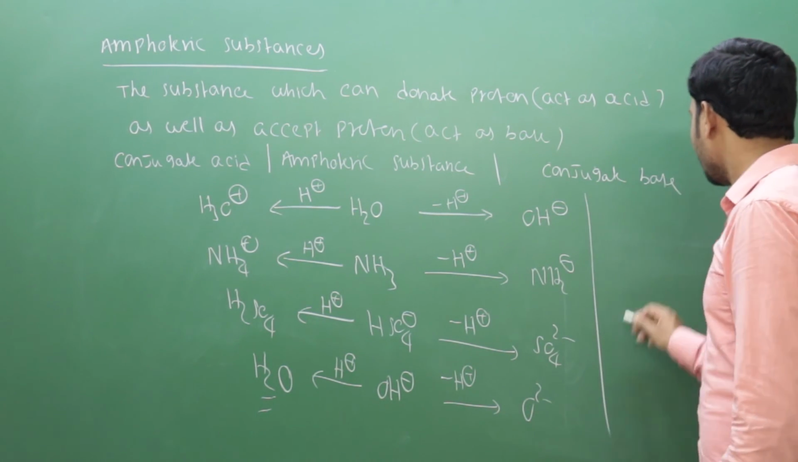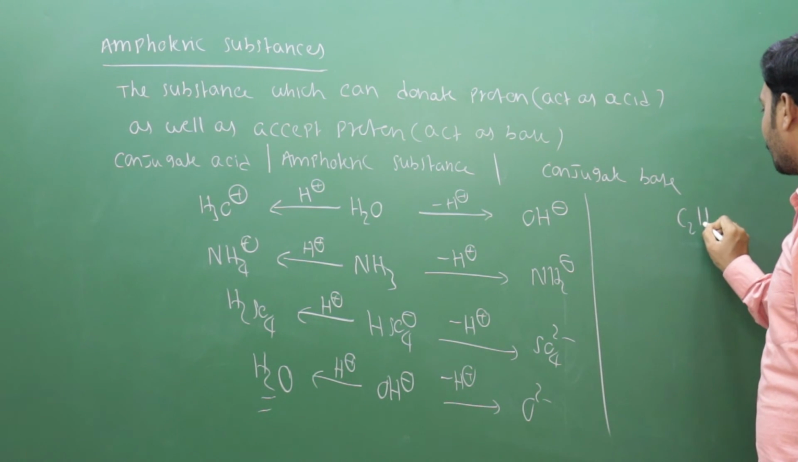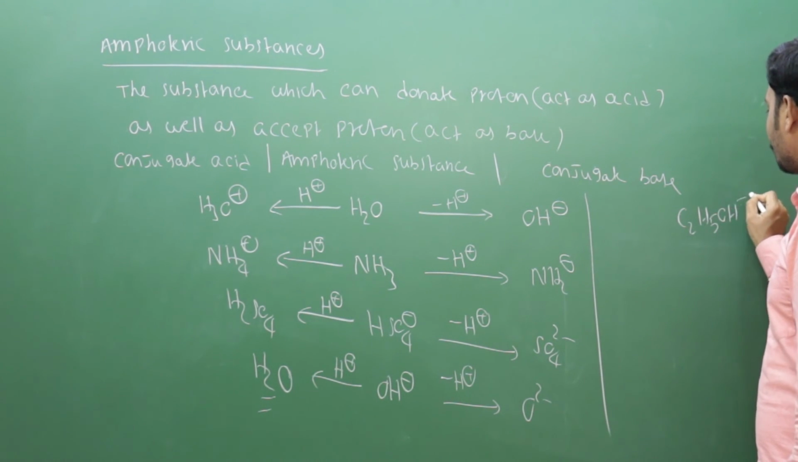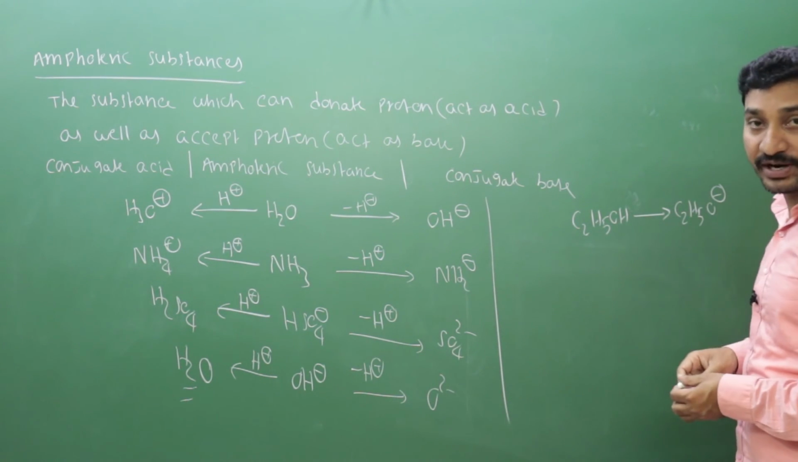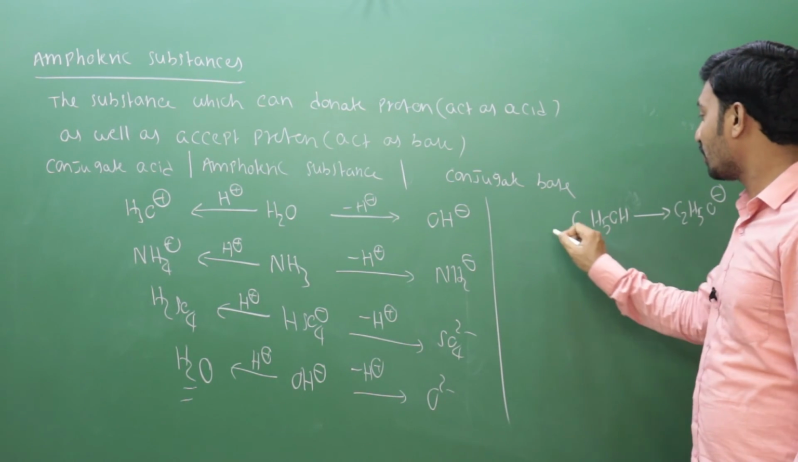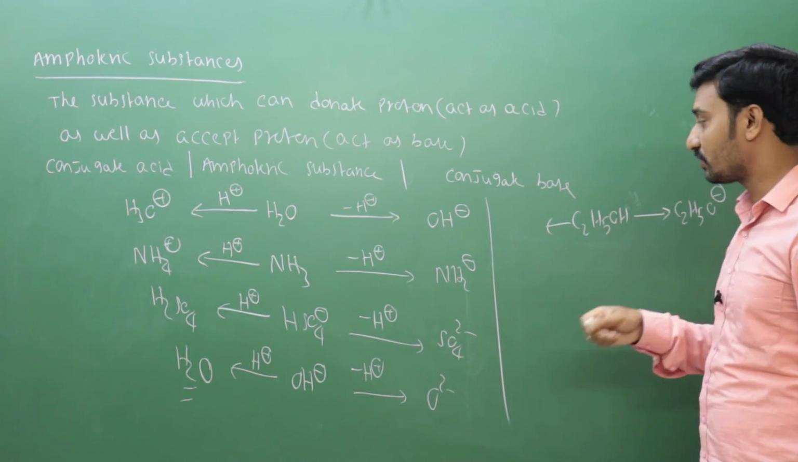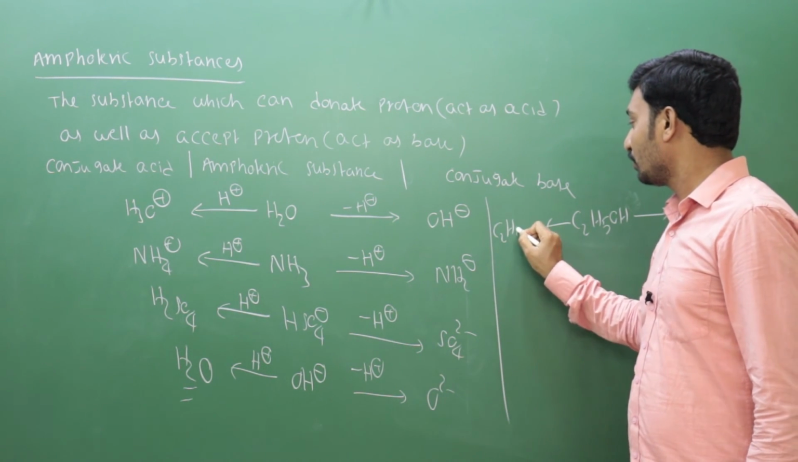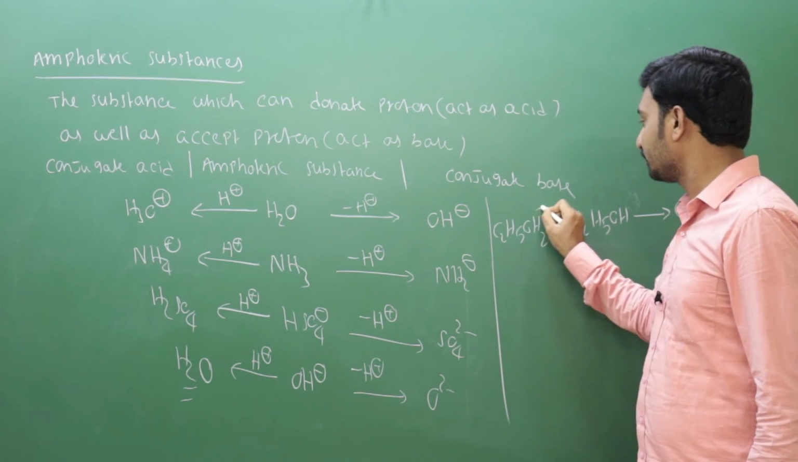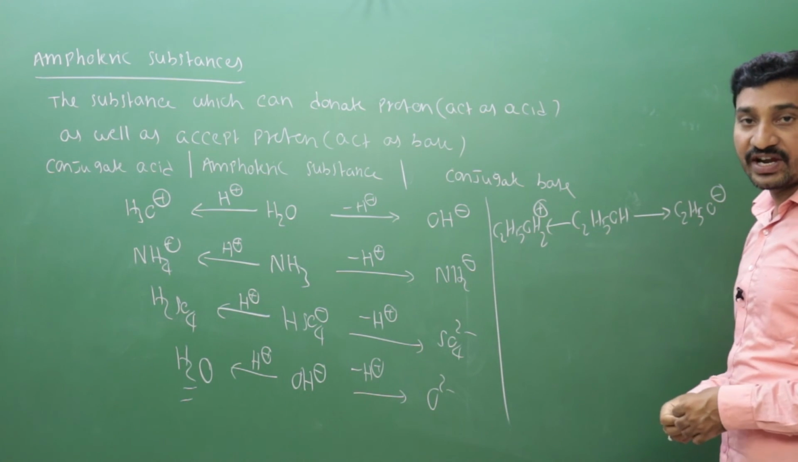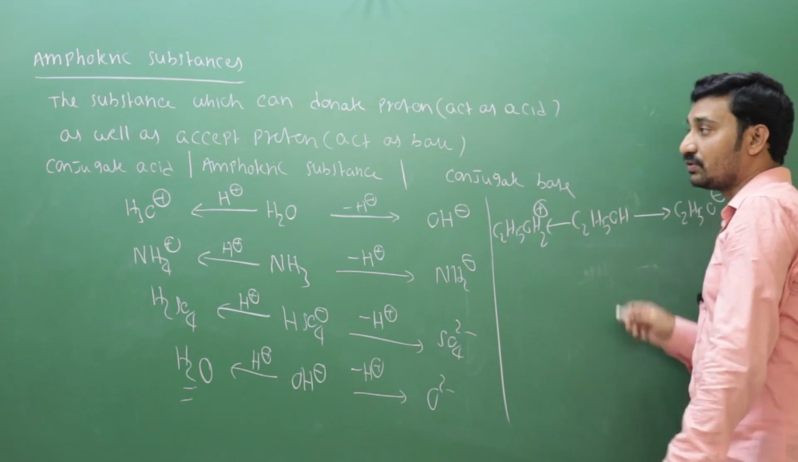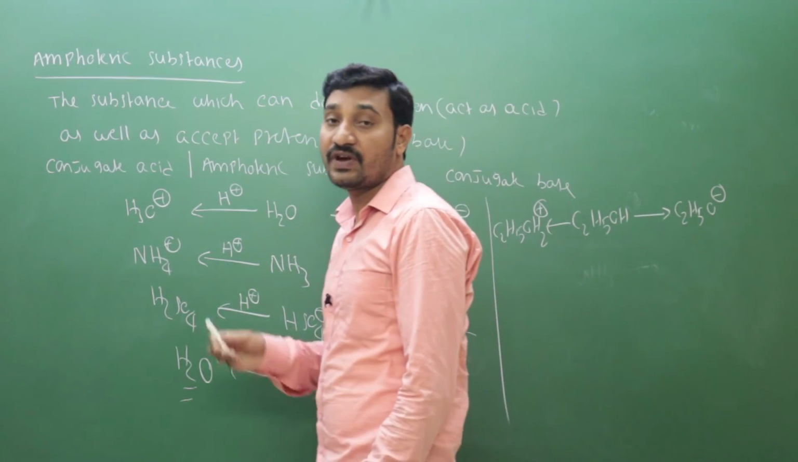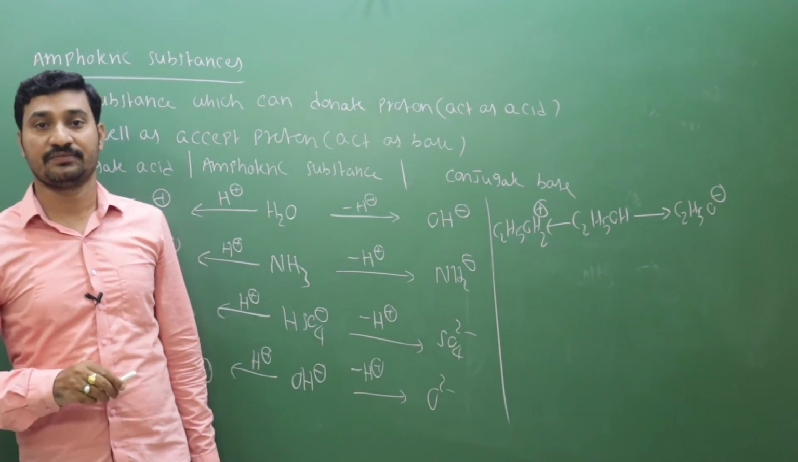One more example, C2H5OH. What is the conjugate base? Tell me. C2H5O minus, right? Conjugate base. Conjugate acid, addition of a proton, C2H5OH2 plus. Clear? So these are some examples of amphoteric substances. Got it?